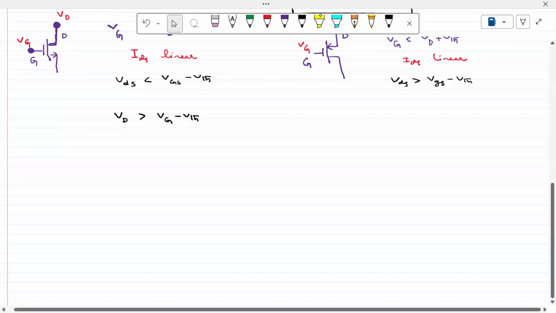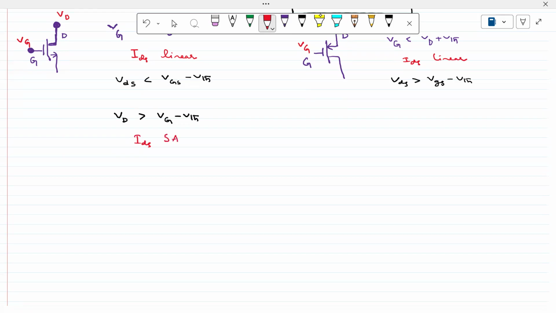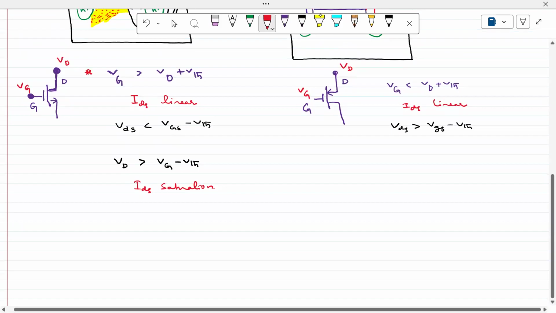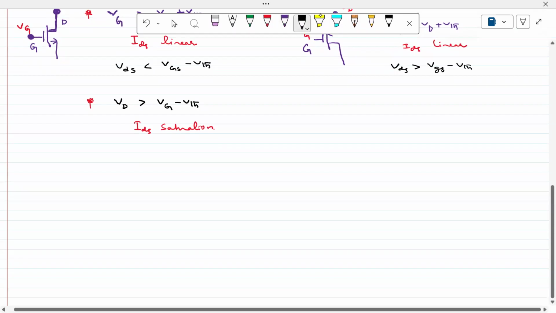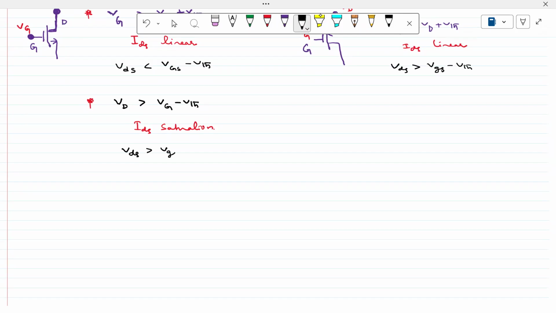So under this condition, the MOSFET is said to be in saturation. It is also possible to say that VDS is greater than VGS minus VTH. The drain potential is more than that of the gate potential.